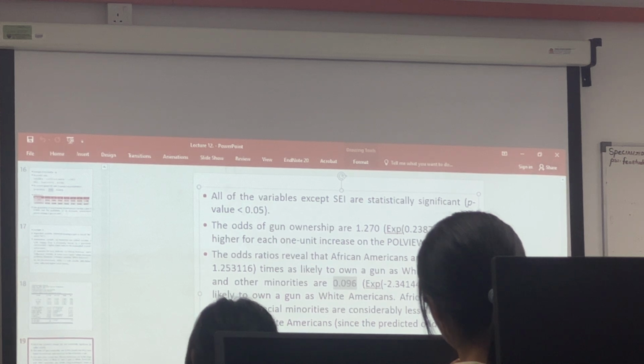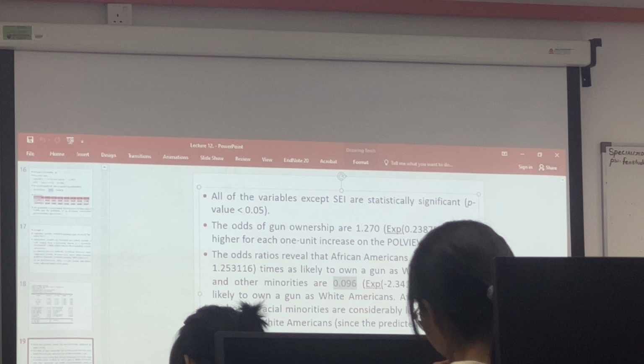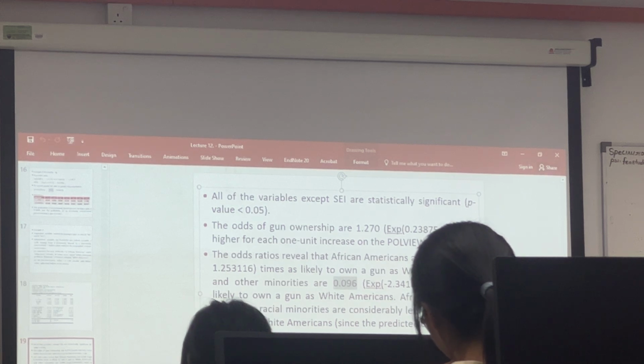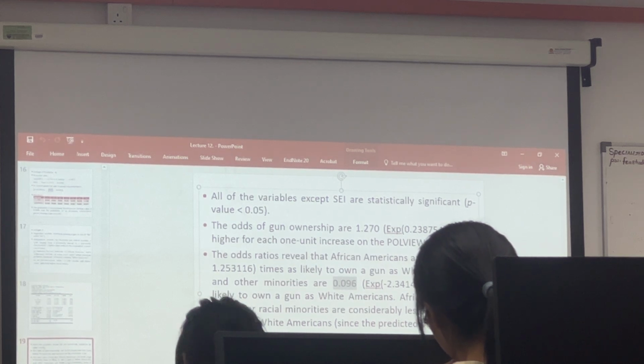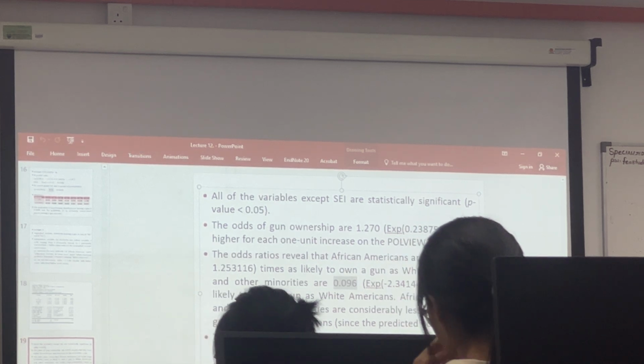And then the estimation results suggest that the odds of gun ownership for the case of SEI is 0.991, 0.998, so very close to 1 already. So times lower for each 1 unit increase on the socio-economic index. However, if you inspect the coefficient, it is not significant because the p value is 0.5. So in terms of the interpretation, we say that it's not significantly different.